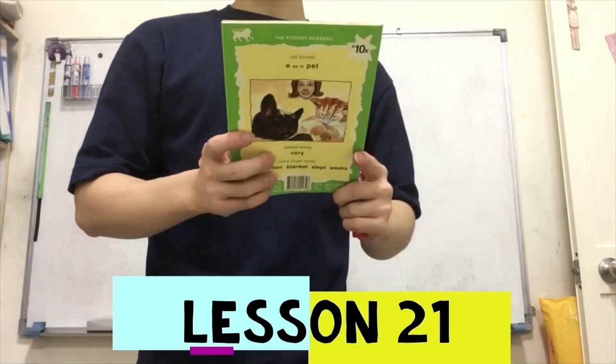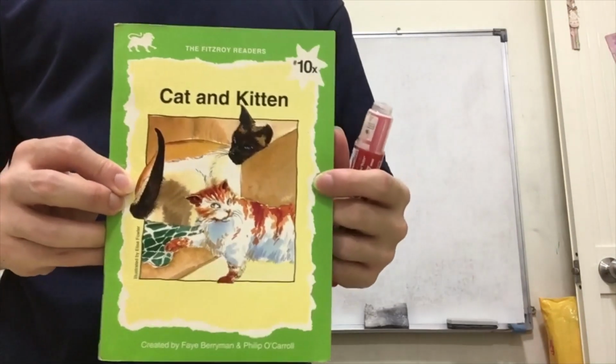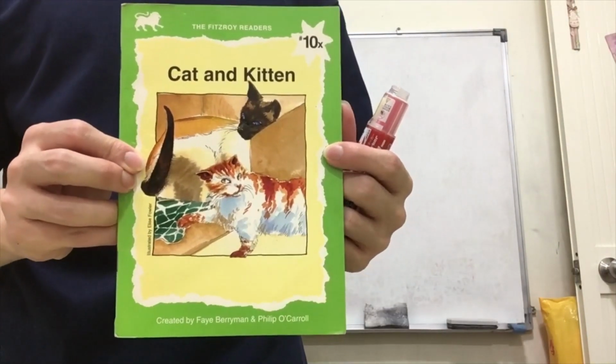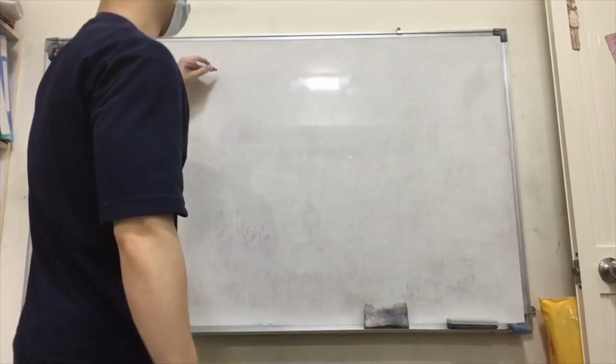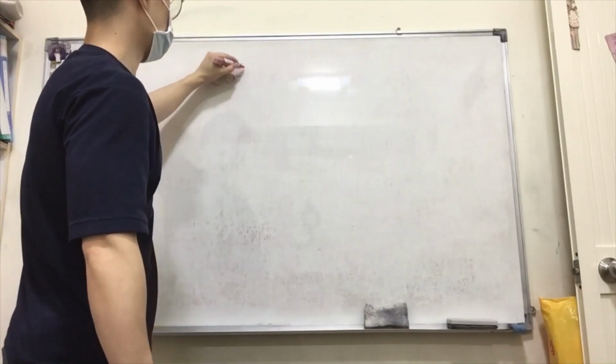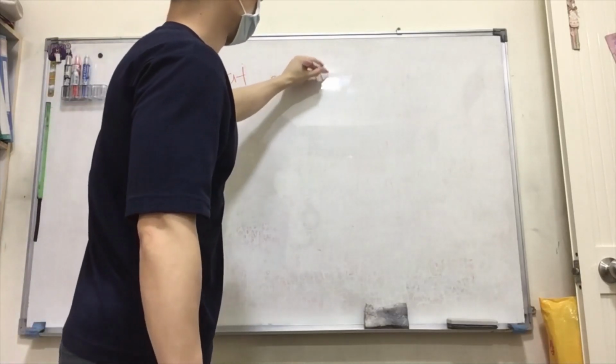Alright, so let us move on to the last book. Book number 10 on Cat and Kitten. So that will be our last book.